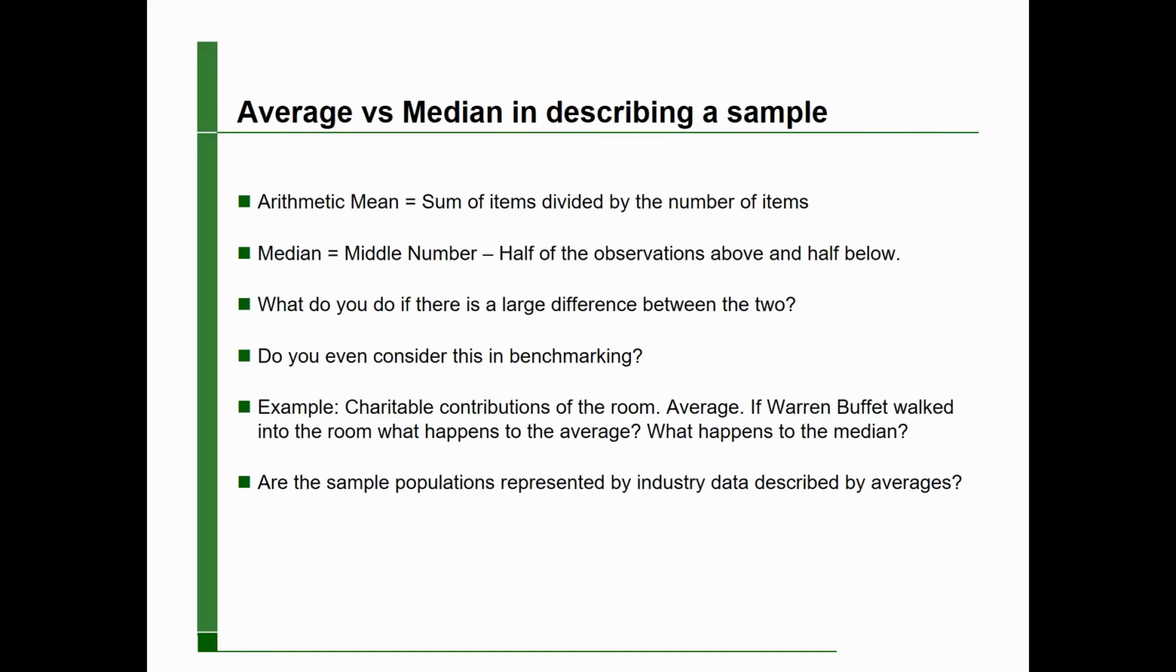And then they have medians for the ratios. And so the median is the middle number, half above and half below. And the problem is that there's a skewing between the two.